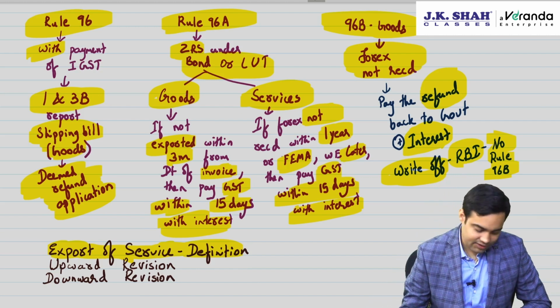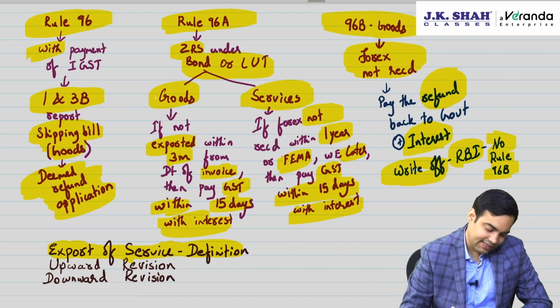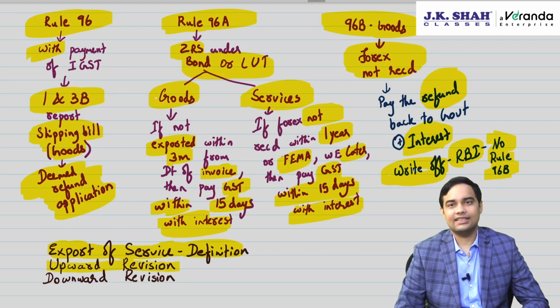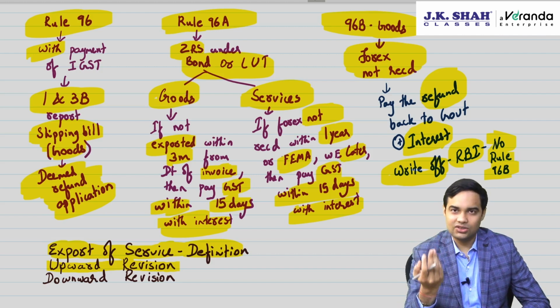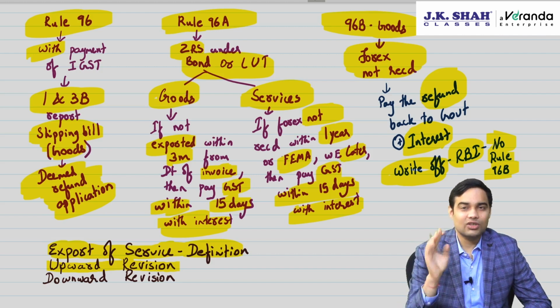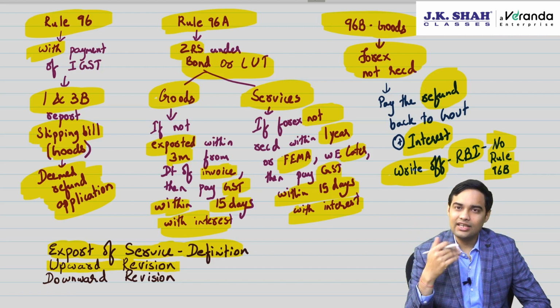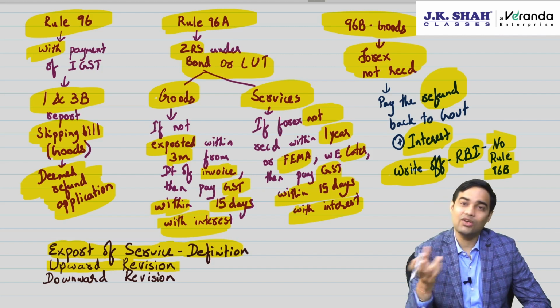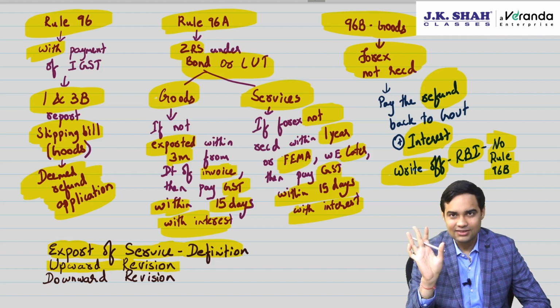What do you mean by upward revision? See, there can be cases where there is an upward revision clause in the agreement. Now I sell goods to you. I sell it for 100 and I do export with payment of GST. So today I have sold it for 100. I would have charged GST of 18 rupees. Correct? I would have claimed refund of that 18 rupees.